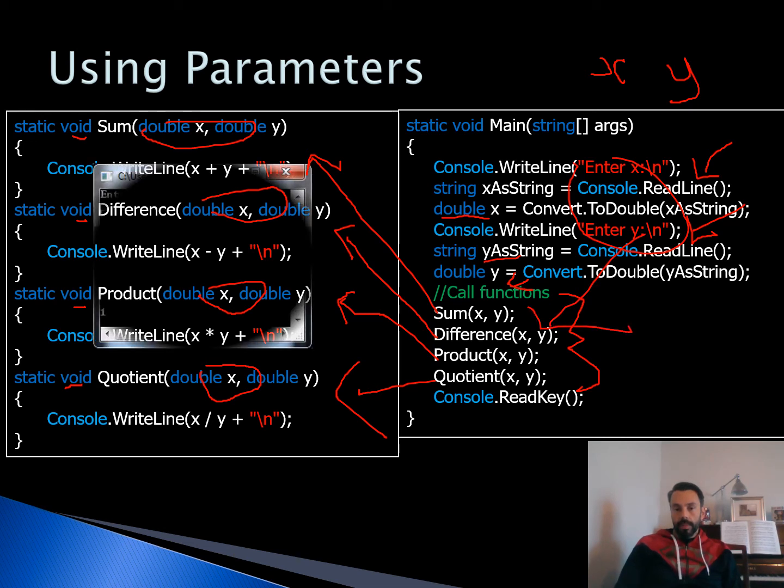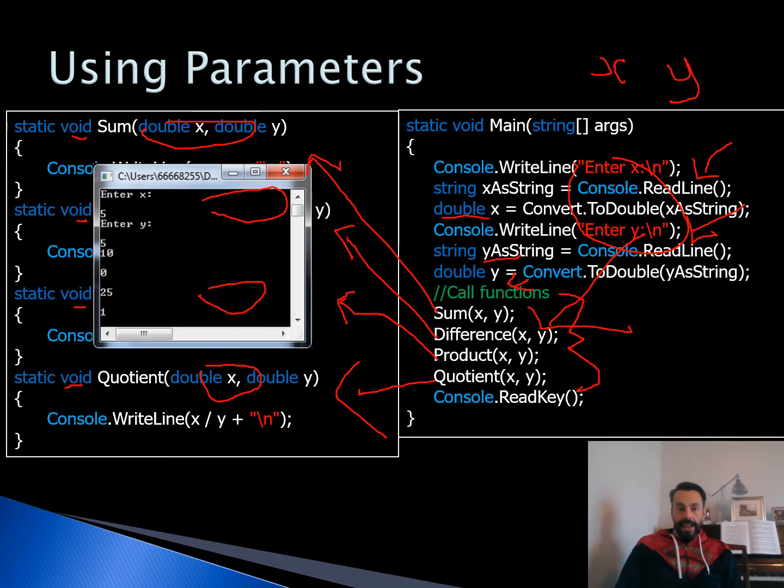Okay? And this is what you get. Enter X, enter Y. So I've put 5 and 5. So sum is going to be 10. Difference, 0. Product, 5 times 5, 25. Quotient, 5 divided by 5, 1. Easy. So I can't go back on this slide, but that's using parameters without actually returning anything.